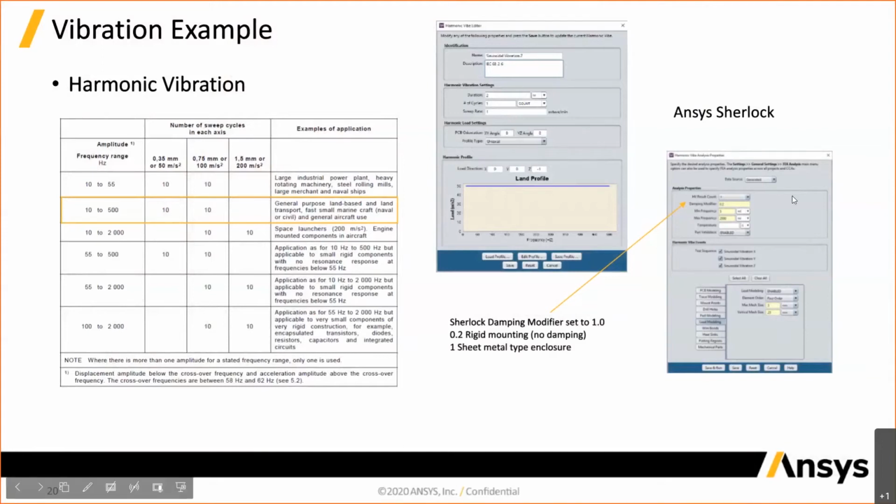Now in Ansys Sherlock, you do have what's called a damping modifier, and it does something similar to your damping in vibration, where if you set it to 0.2, that simulates a rigid mount, where you could imagine the board directly tied to the vibe head on a vibration table. I'm going to set it to 1. That's going to be what it's like in a sheet metal enclosure. You've got some damping from the sheet metal, and it accounts for that.